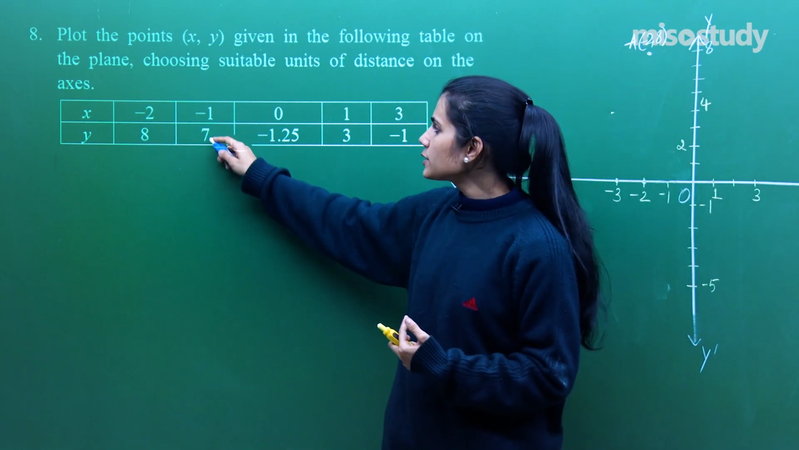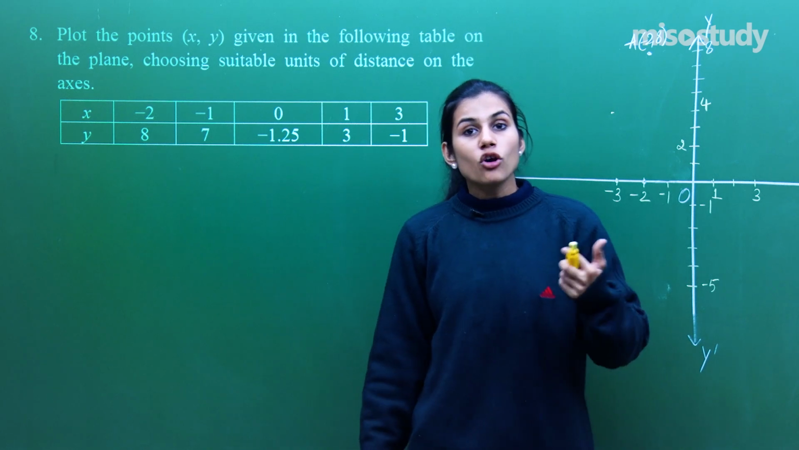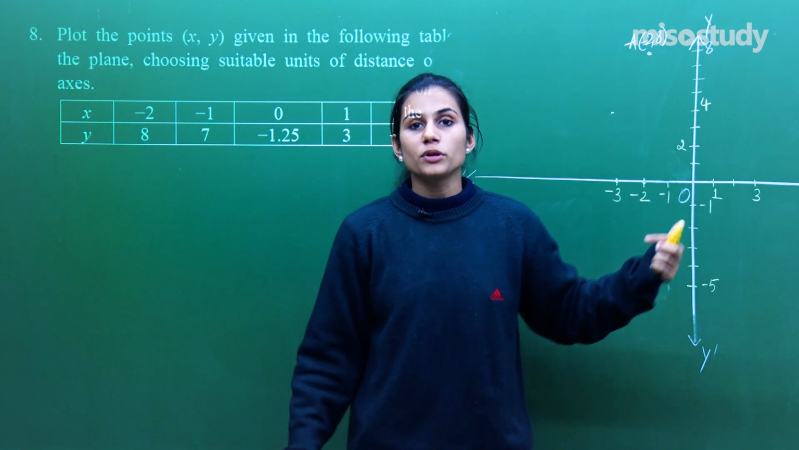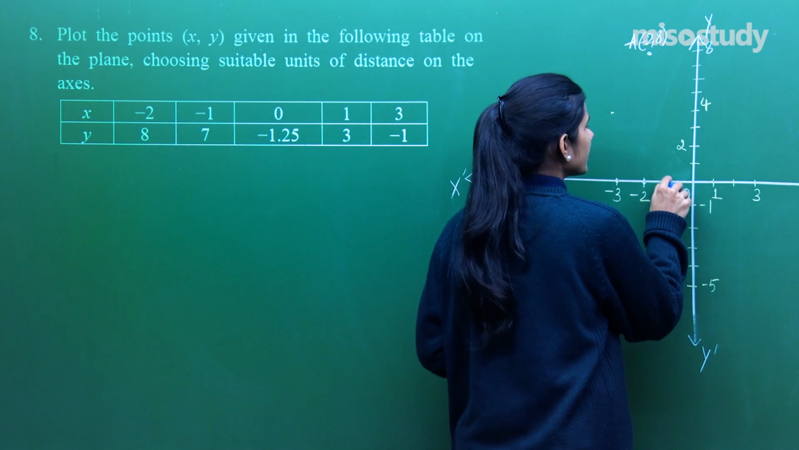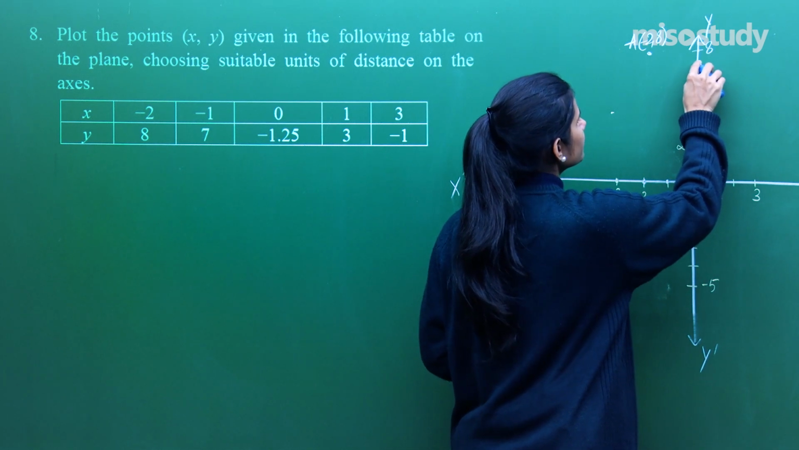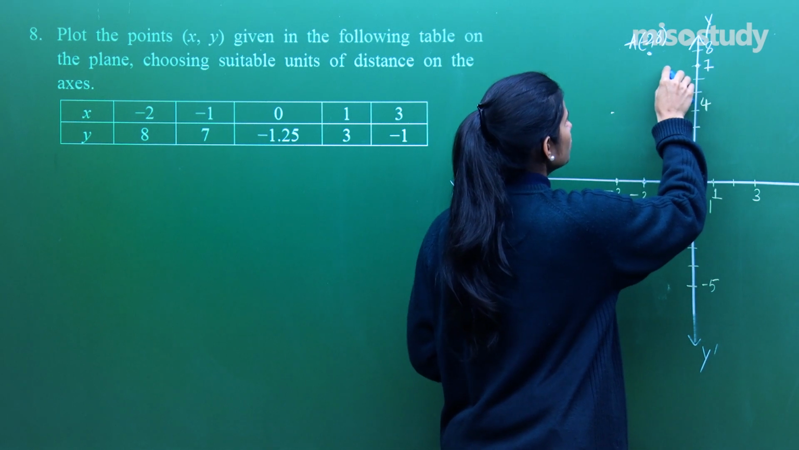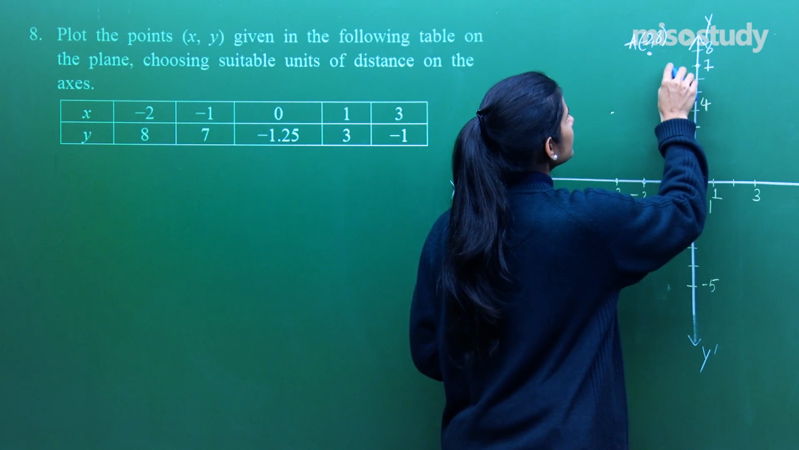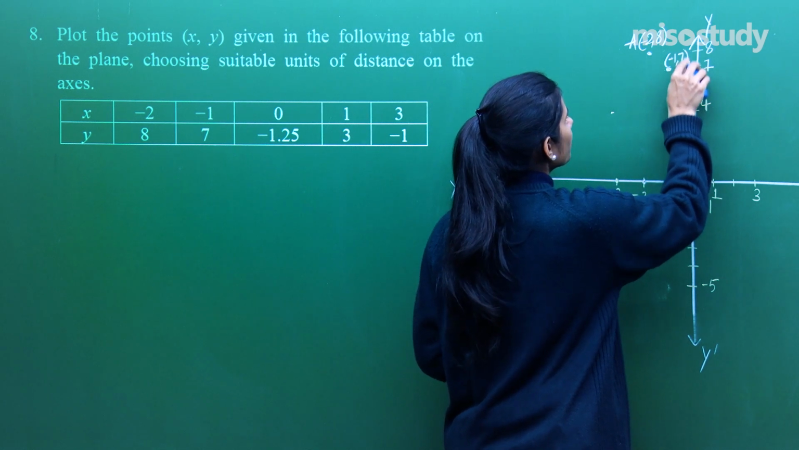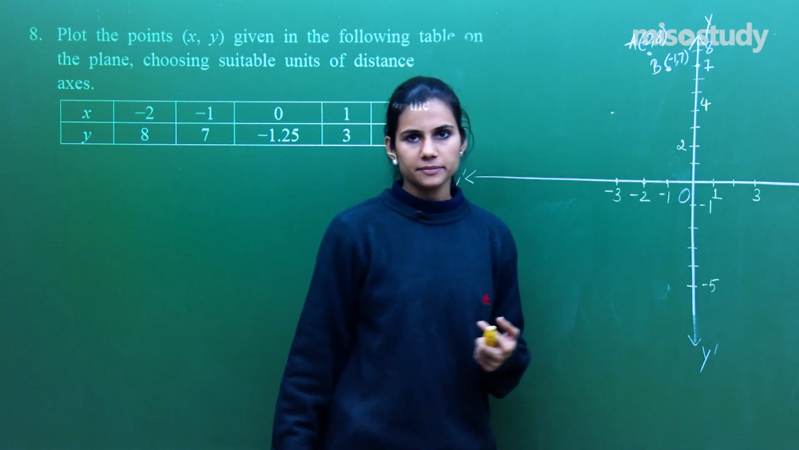Then you have minus 1 comma 7. 1 unit along negative x-axis, 7 units along positive y-axis. This is 7. So you get this as minus 1 comma 7. Say this point is B.